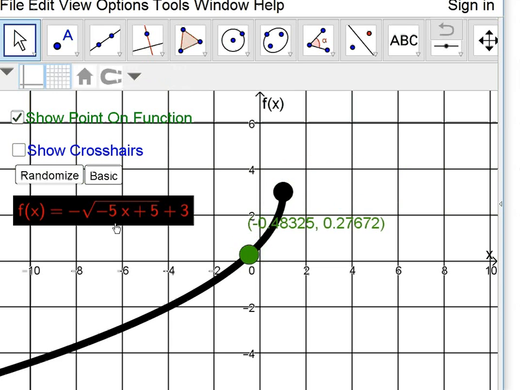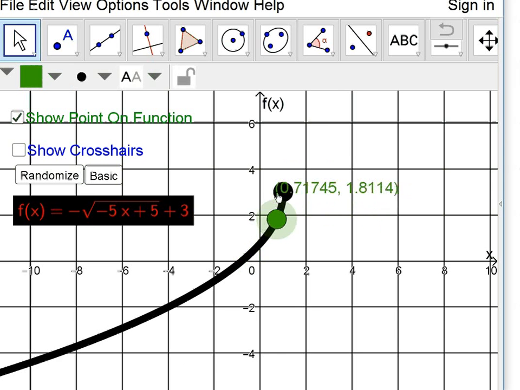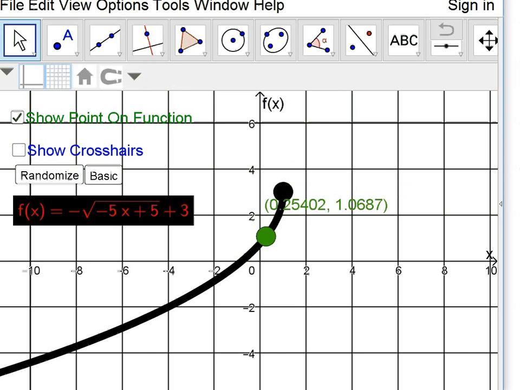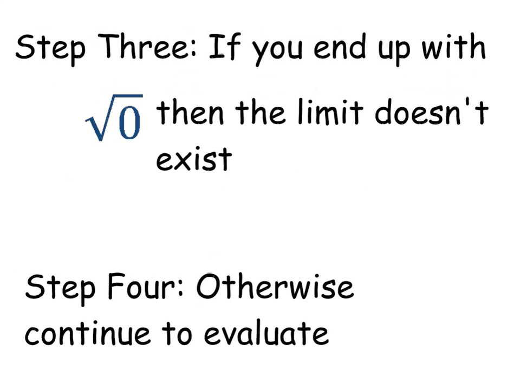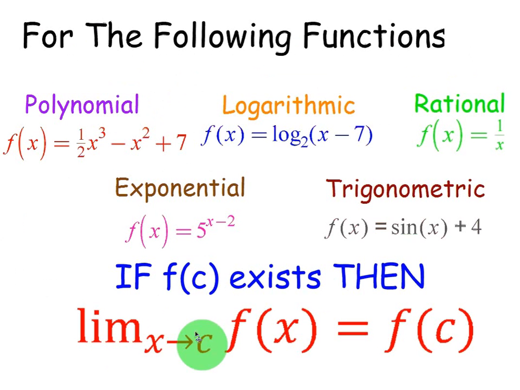And so we are concerned about what's going on inside the radical. What's inside the radical can't be equal to 0, because when it is, that's when we have this endpoint right here. So the rule is: if you end up with 0 inside of the radical, then that limit will not exist, because it's basically a dead end. Now, if it does exist, just like the other functions, then it's going to be equal to the function value.